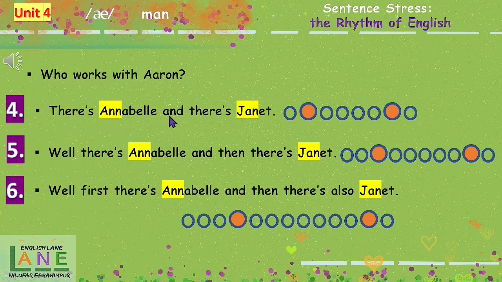And you see, this is unstressed. It's 'and', not 'and'. And consonant, vowel. We can connect them and make this shorter so you can say it faster. The Xanabelend. Annabelend. There's Janet. And there's Janet.